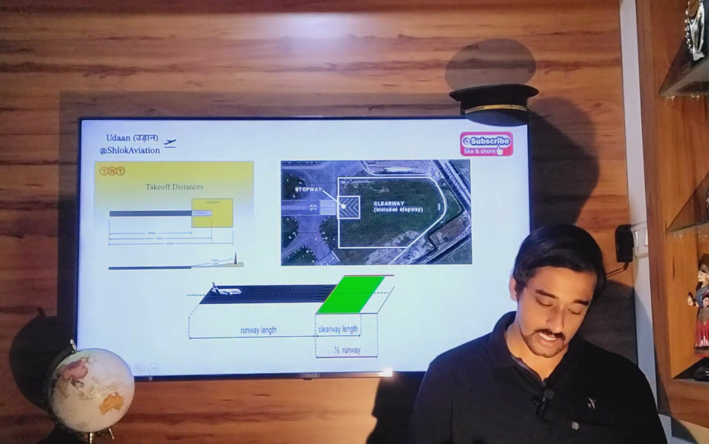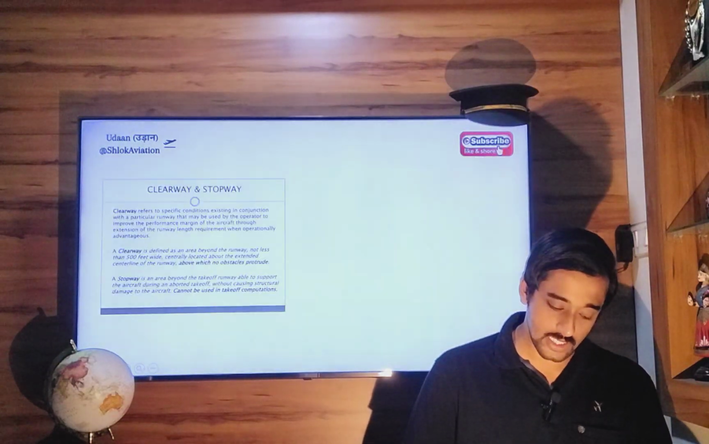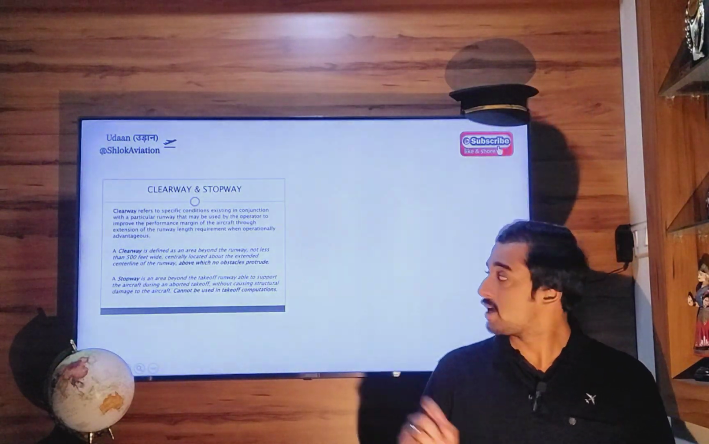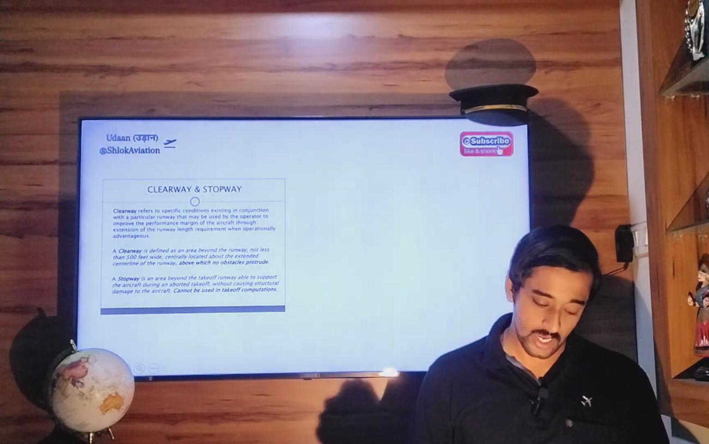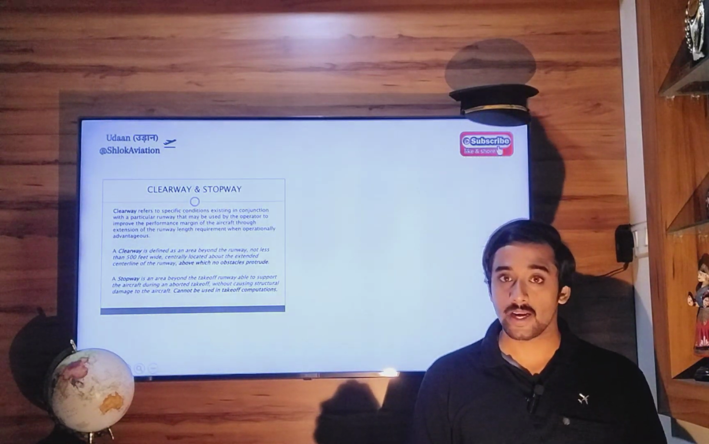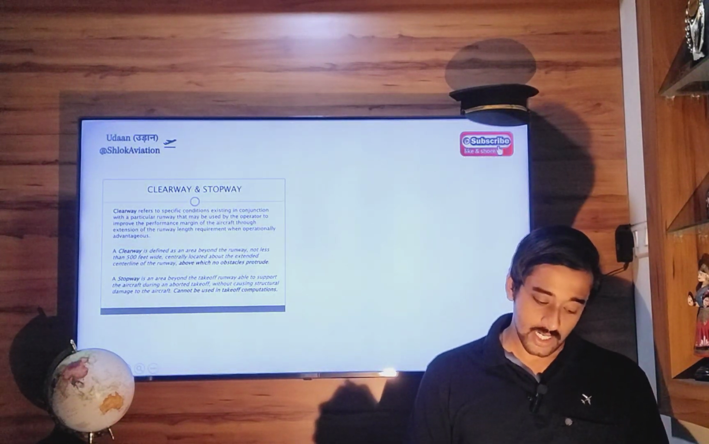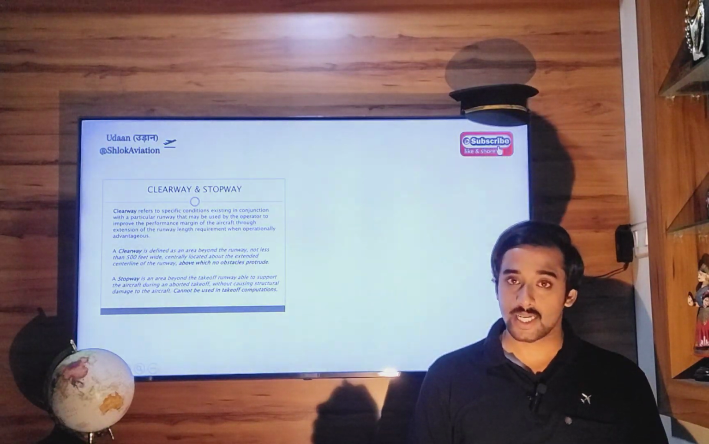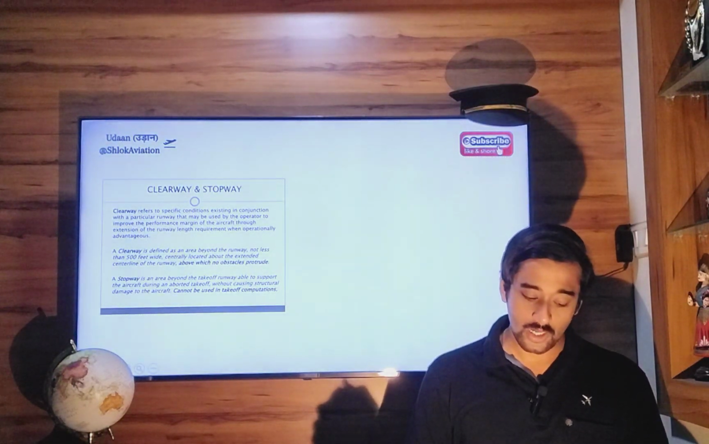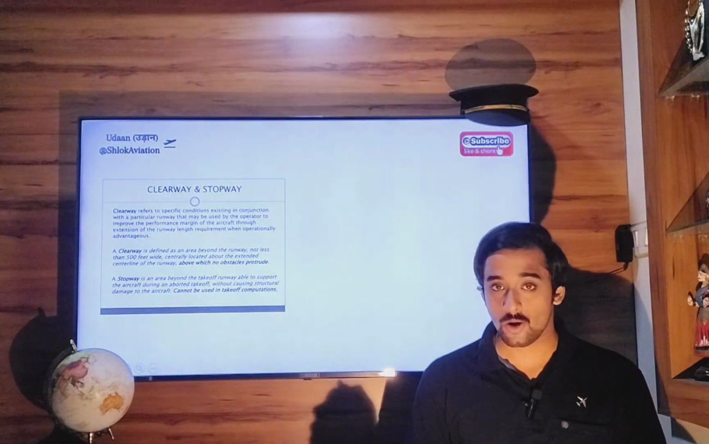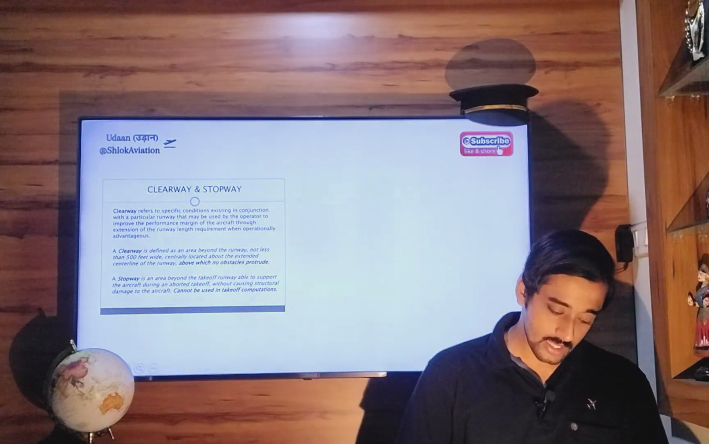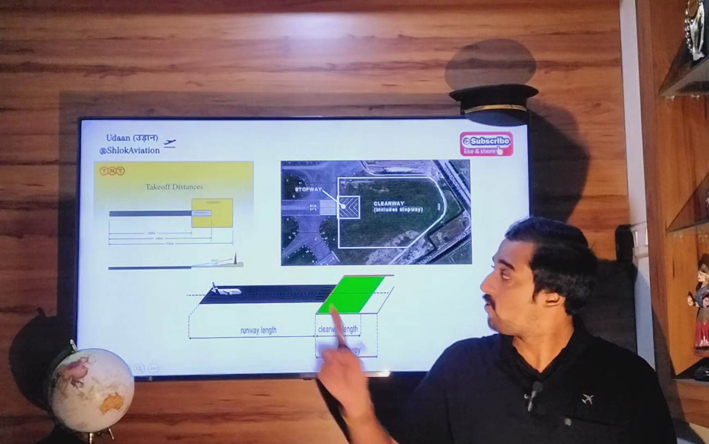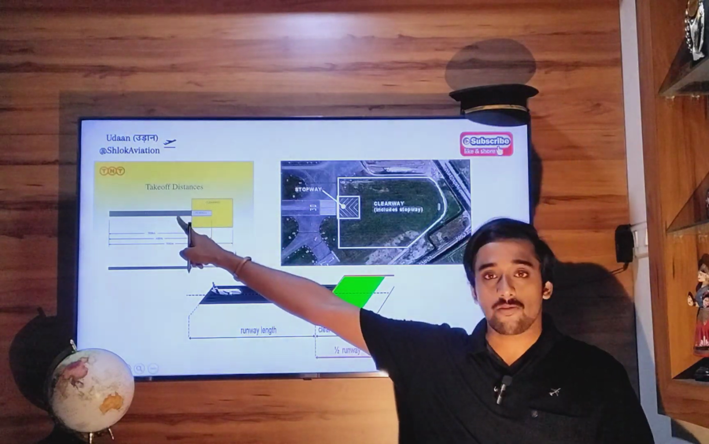So, look at this. What is a clearway? First things first. A clearway is defined as an area beyond the runway, not less than 500 feet wide, centrally located above the extended center line of the runway, above which no obstacles penetrate or protrude. So that is your clearway. So, look at these pictures. Over here, you have a runway.